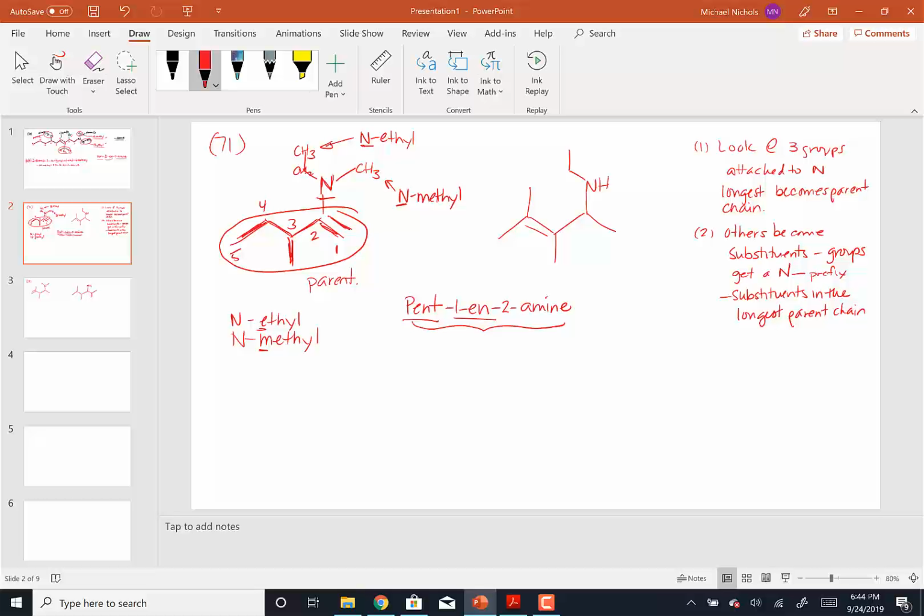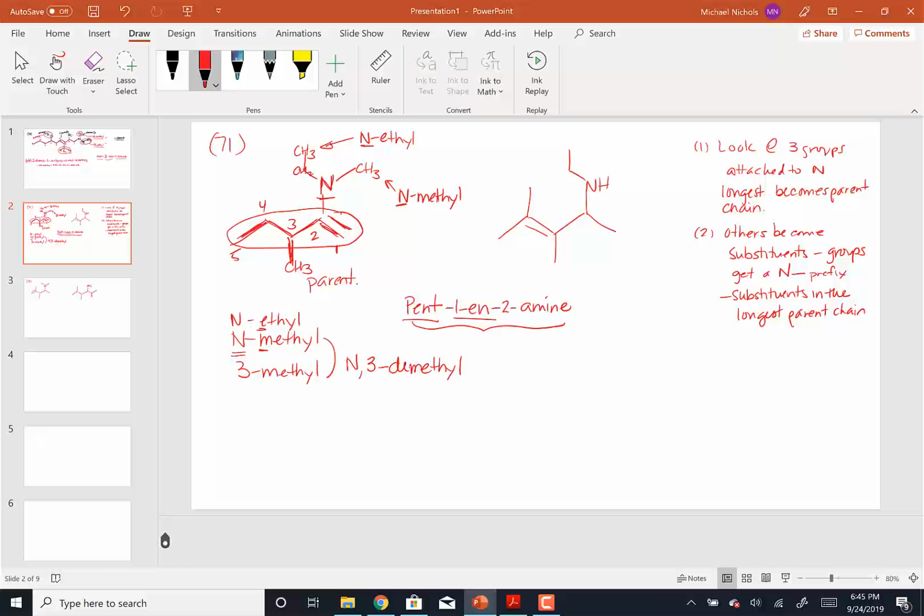So we don't have two substituents here. We have 3 substituents because we have a methyl group at carbon 3. So we also have a 3-methyl group. Now the interesting thing that happens here is I combine the 2 methyl groups, and since the N is replacing the number of where the methyl group is, this becomes an N,3-dimethyl. It might be 3,N-dimethyl. I'm not too concerned about that. So this would be an N,3-dimethyl, and then we have an N-ethyl, which comes first alphabetically.